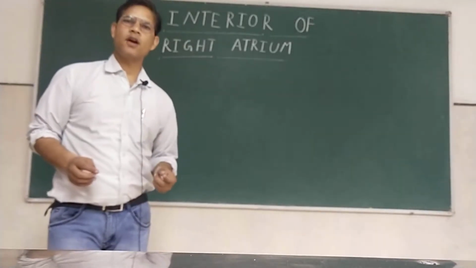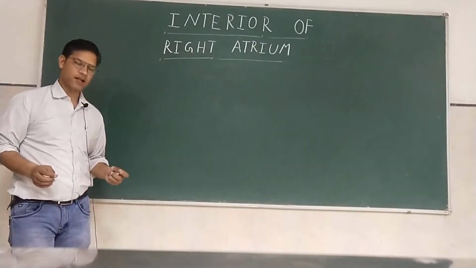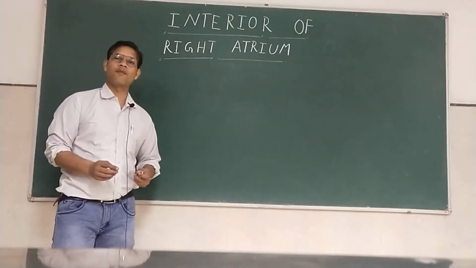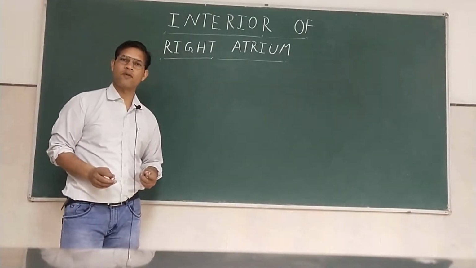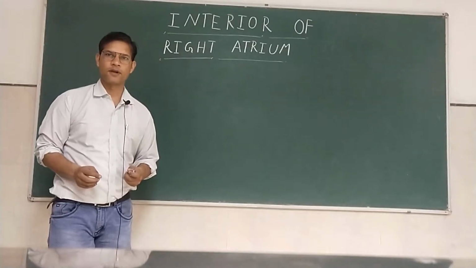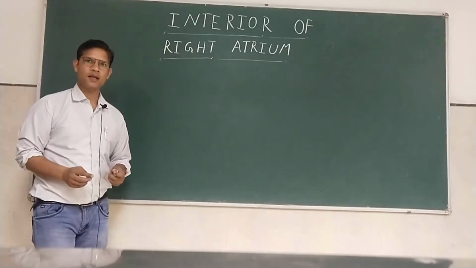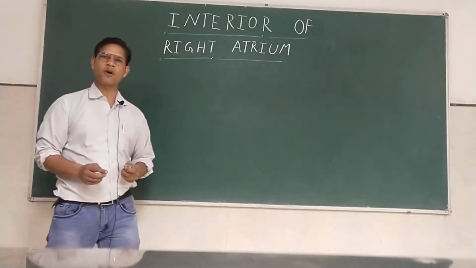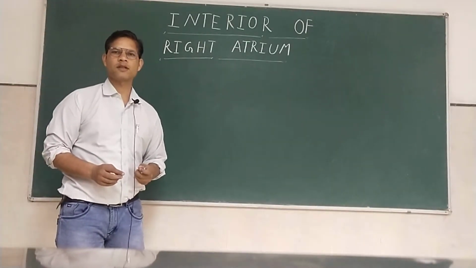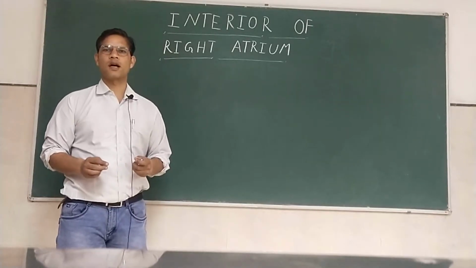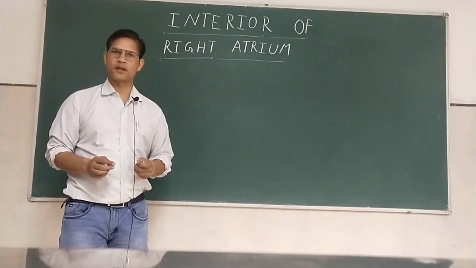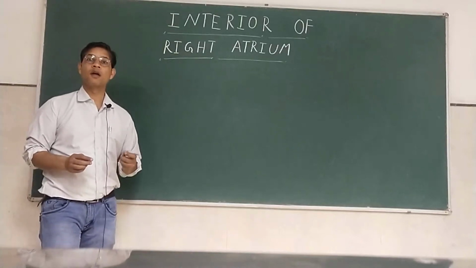Friends, in continuity of our lectures on anatomy, I'm going to discuss one of the most important questions of thoracic anatomy, that is the right atrium. Anatomically, the right atrium is a very important chamber of the heart because it drains all the venous channels, especially the deoxygenated blood, toward the right atrium.